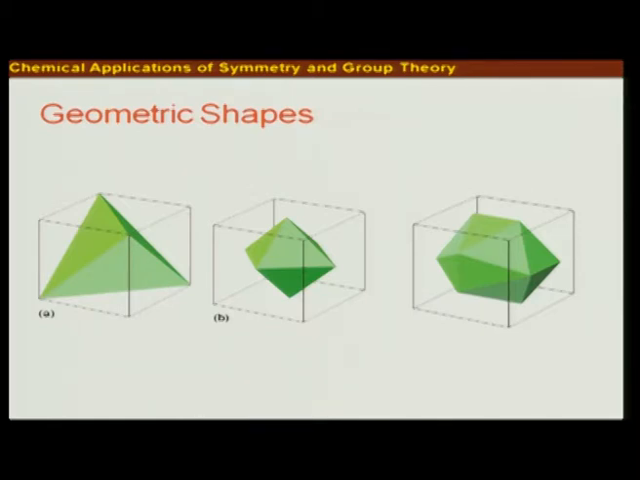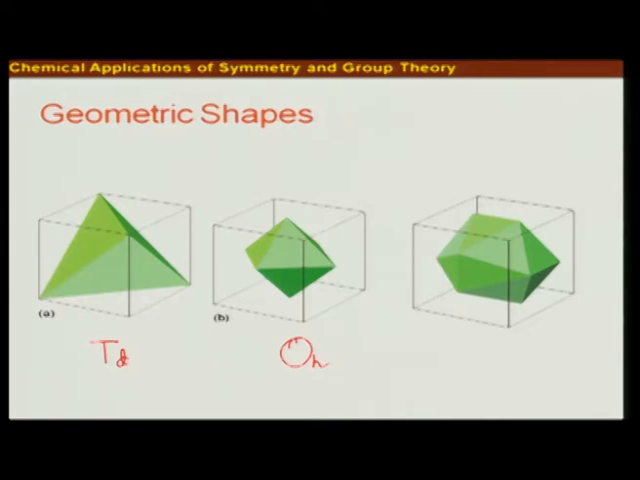So this molecule will belong to a special group, and if you follow the steps you will find out that this particular structure belongs to the Td point group. Similarly, here this will belong to the Oh point group.